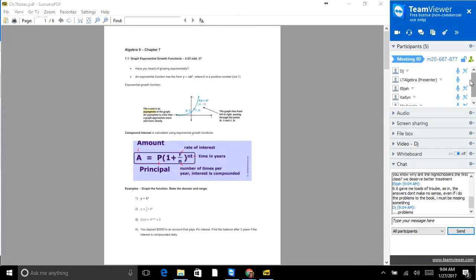6.6 gave you loads of trouble, Elijah says, as the answers make no sense. Okay. Well, that's not cool. Is there a particular one, Elijah, that made no sense? Okay, so let's do some problems. So Mackenzie, I see you have 6.2 as well, so let's do that as well.